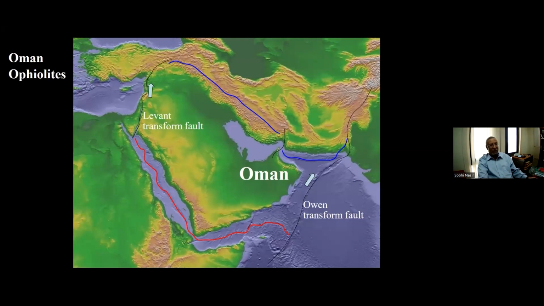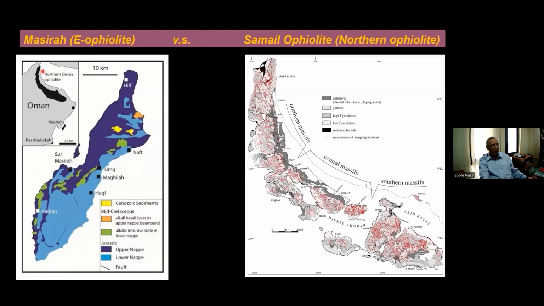So that was just background on ophiolite and the debate on the type of ophiolite. Now coming to Oman, Oman is lying in the northeastern part of the Arabian Plate, which is bounded by the Levant transform fault and the Oman transform fault. And in Oman, we have two ophiolites. As you can see, the largest one here in the northern part is called the northern Oman ophiolite.